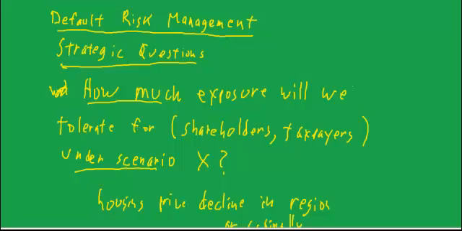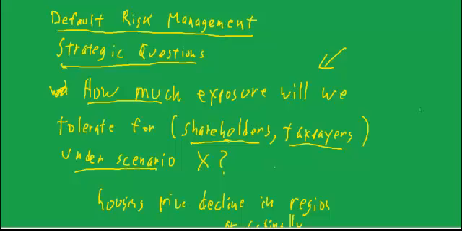So a basic strategic question is how much exposure will we tolerate for a key constituency? It could be shareholders if it's a private firm, or it could be taxpayers if it's a government agency. So how much exposure will we tolerate for them under scenario X? So it's some adverse scenario. You could imagine if you were a property casualty insurance company, you could say, how much exposure will we tolerate for our shareholders in the case of a hurricane that causes $50 billion worth of damage in North Carolina?